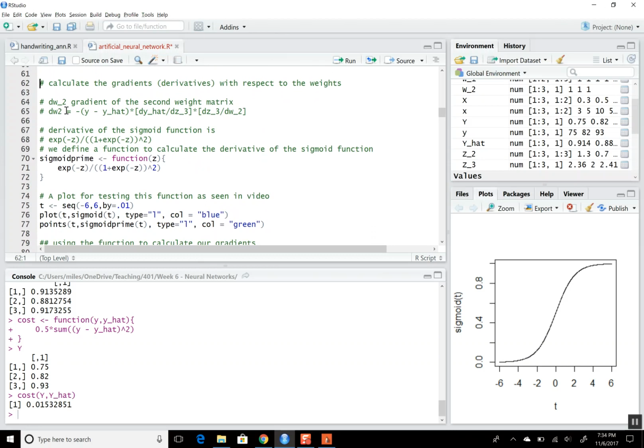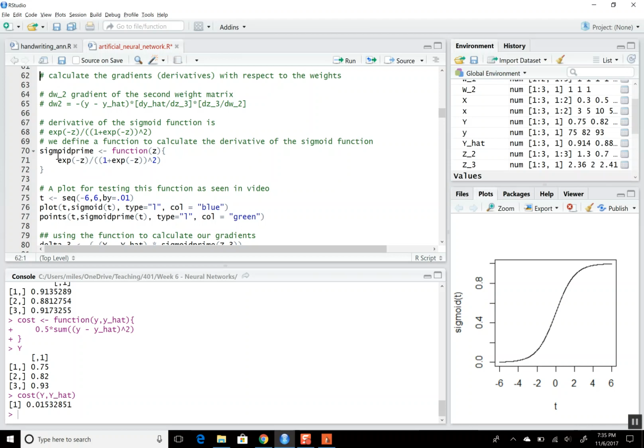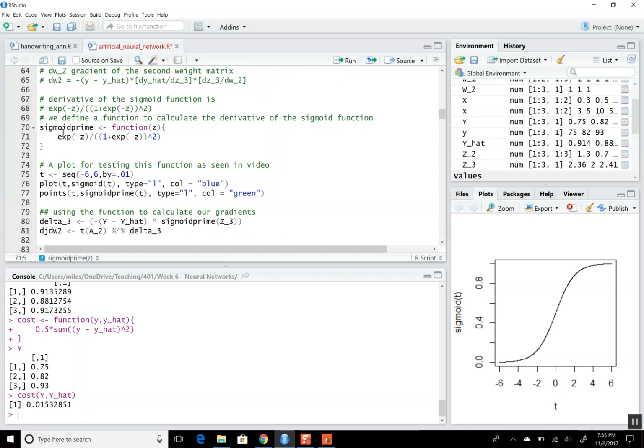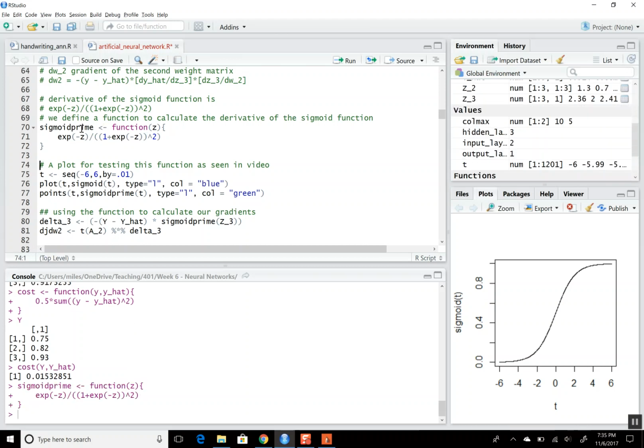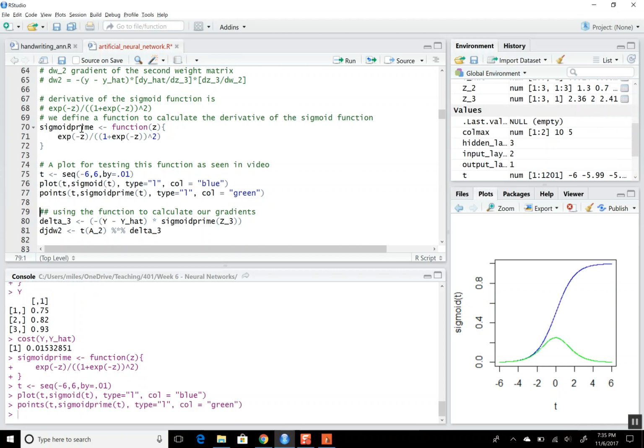So we said the derivative with respect to W2, the gradient of the second weight matrix, is this: y minus y hat times dy hat over dz3 times dz3 with respect to dw2. Here we'll create a function for sigmoid prime based on the quotient rule: e to the negative z divided by 1 plus e to the negative z, squared. They created this plot in the video: the blue is the sigmoid function, and the derivative of the sigmoid function is in green. That makes sense, right? Because it is always positive, and the slope is steepest right here at 0.